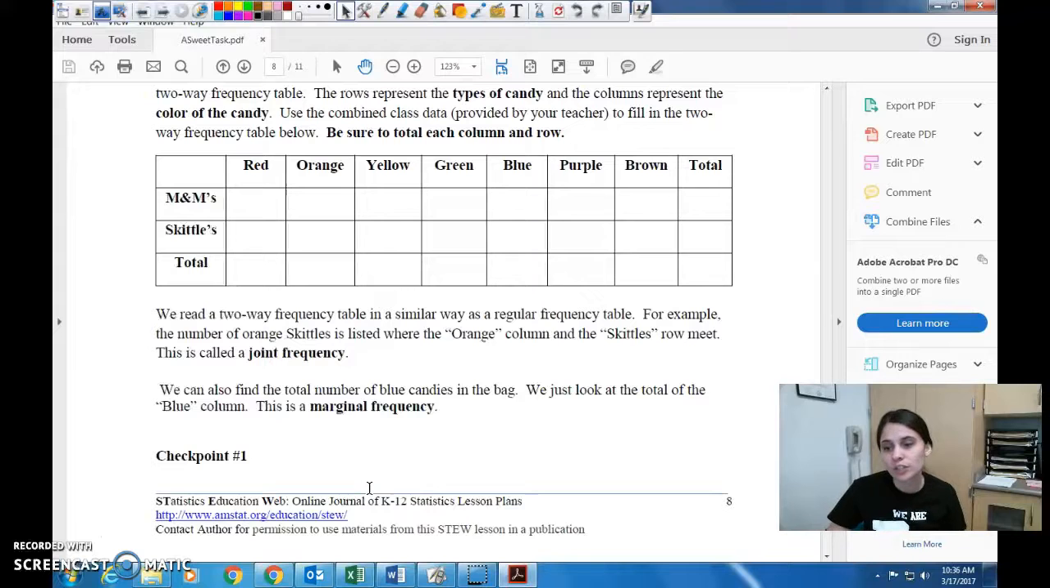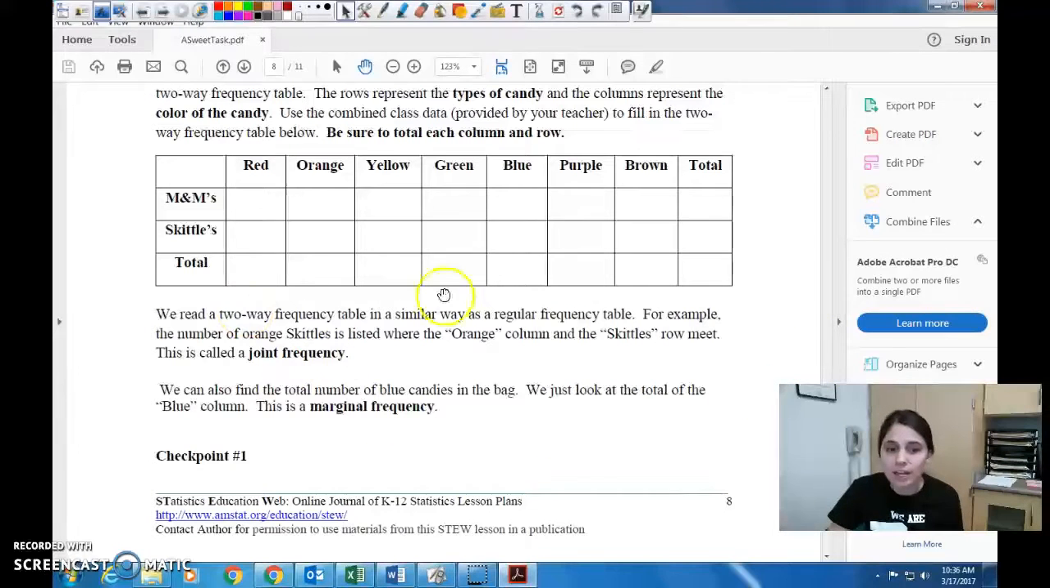So it's important to understand the difference between a joint frequency and a marginal frequency. A joint frequency means you're looking for at least two characteristics. So in the example that it gives, we're looking for its orange and a Skittle. So we're looking for two different things. Versus a marginal frequency is just looking for one characteristic. So we're deciding if it's blue, which is just one characteristic, so that's a marginal frequency. So joint, two characteristics, marginal, one characteristic.